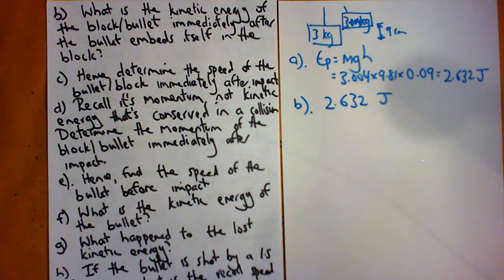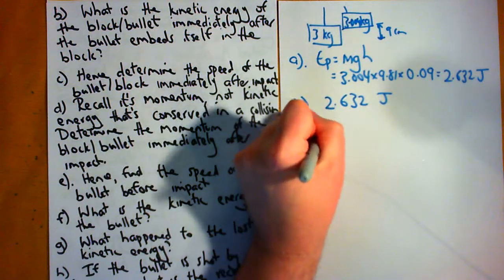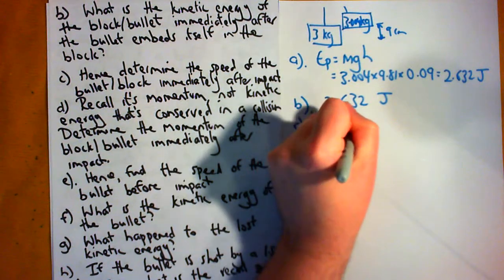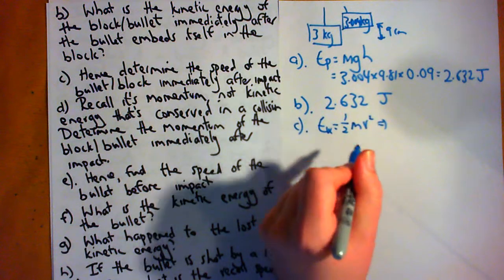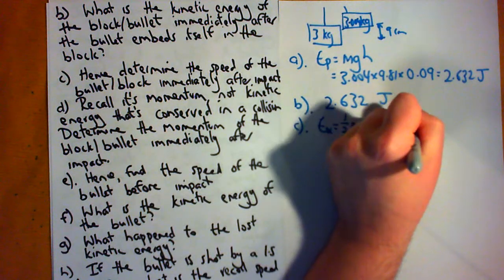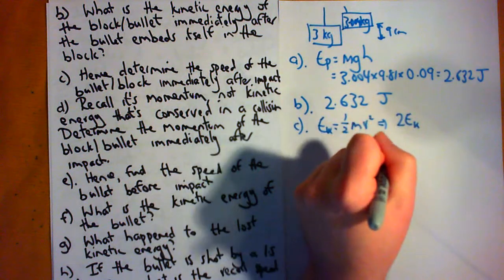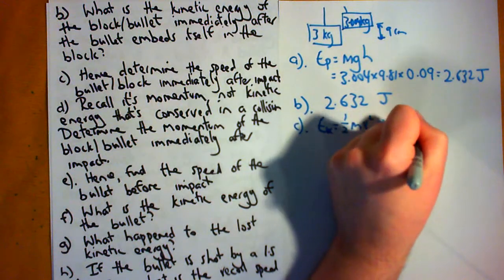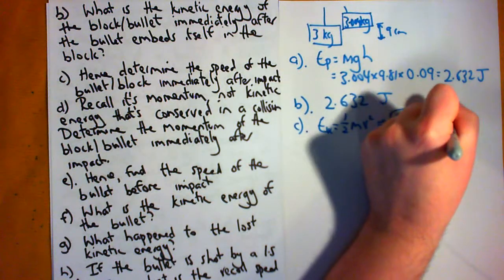Okay, so we've got the amount of kinetic energy immediately after impact. Now we can determine the speed of the bullet block immediately after impact, because we now know the amount of kinetic energy it has. EK is half mv squared, and if we solve that for v, we'll multiply that through by 2. So we've got 2EK equals mv squared. So if we divide that by m, we get 2EK over m equals v squared, and we'll take the square root of that to get v.